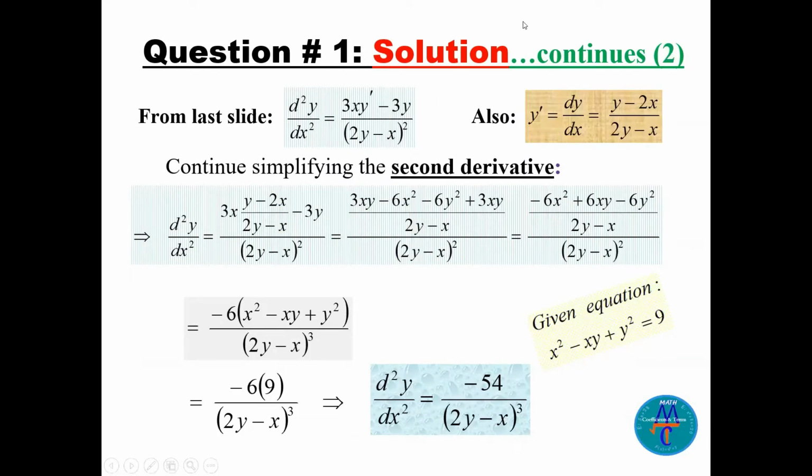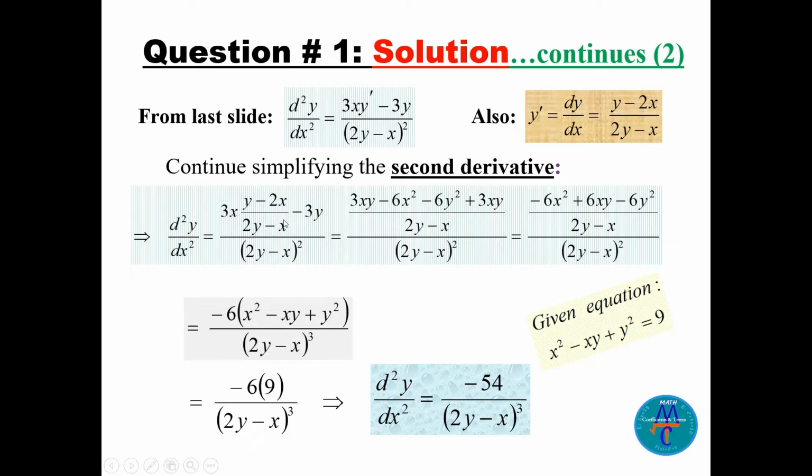So from the last slide, we have the second derivative, 3xy prime minus 3y divided by 2y minus x all squared. Also, we had y prime, the first derivative, y minus 2x over 2y minus x. So I replace y prime here in the numerator. See, I multiply that by 3x. So 3x times the y, 3xy, 3x times the minus 2x will be minus 6x squared.